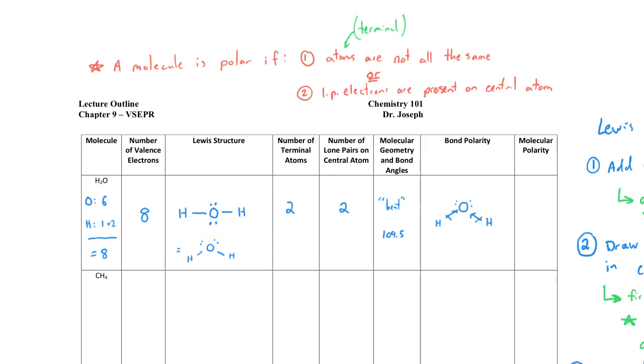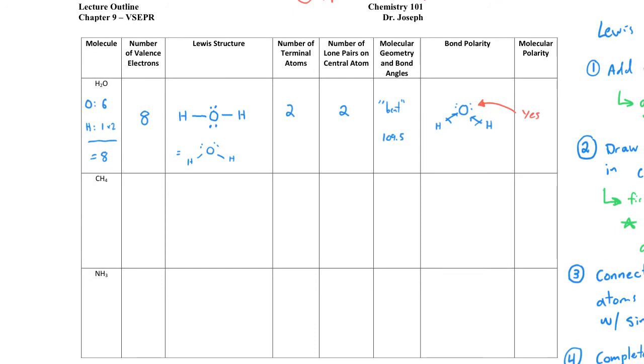So let's look at water and try to determine if water is polar or not. So yes, it is polar. Why? Notice there are lone pair electrons on the central atom. So while the terminal atoms in water are identical with one another, hydrogen, the molecule water is still polar because of the presence of lone pair electrons on the central atom. All right, so let's move on to the next example.